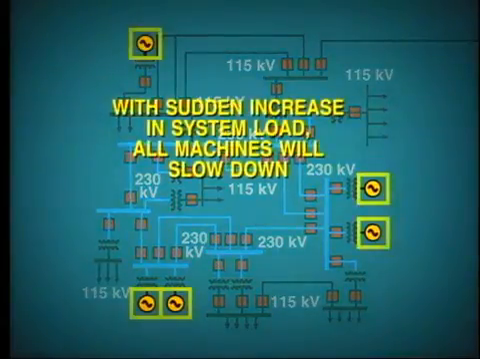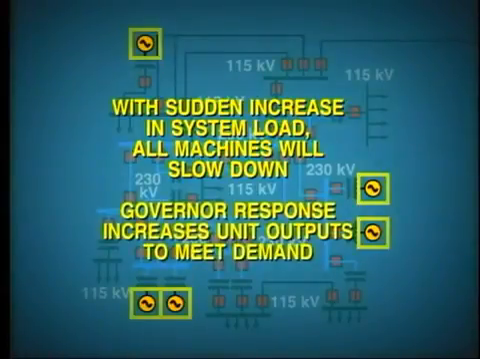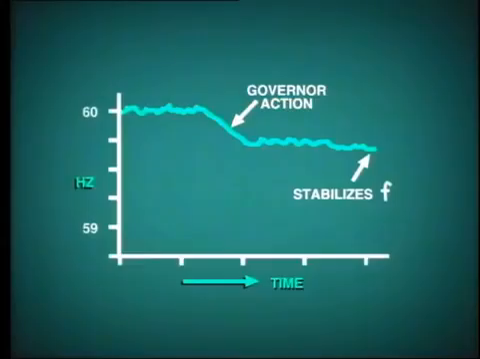If there is a sudden increase in system load, all of the machines immediately slow down, and this is immediately detected by the governors. Governor response opens up the fuel inlet or steam inlet valves and so increases the unit outputs in order to meet the increased load demand. This action takes about 10 seconds to stabilize. However, it is important to note that although each governor moves to stabilize the frequency, it does not return the frequency to its original position.